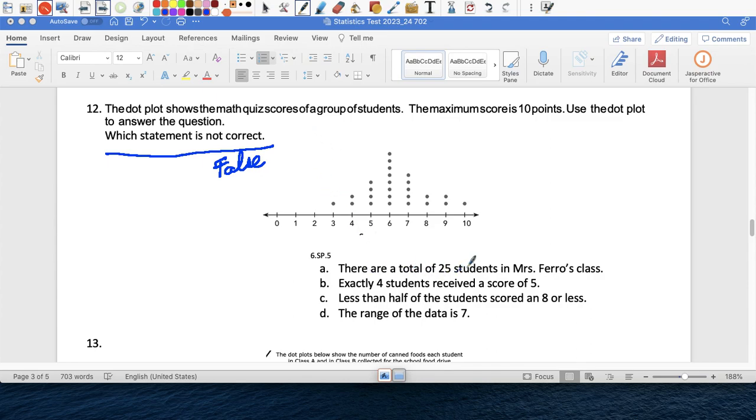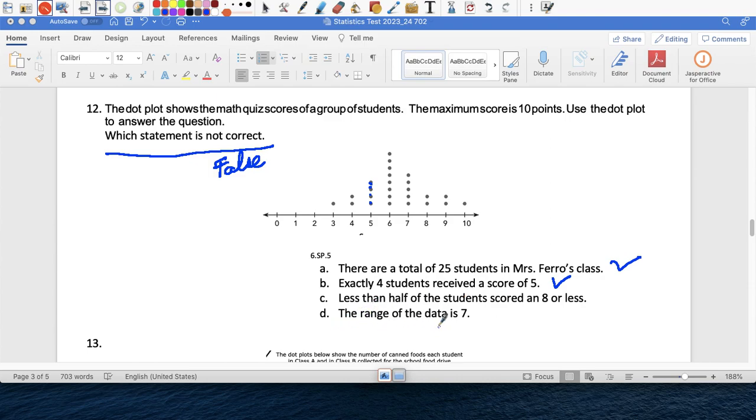There are a total of 25 students in Mr. Farrow's class. Well, is that true? 1, 2, 3, 4, 5, 6, 7, 8, 9, 10, 11, 12, 13, 14, 15, 16, 17, 18, 19, 20, 21, 22, 23, 24, 25. That's true, so that's not it. Exactly 4 students received a score of 5. And the score of 5, do we have 4 students? 1, 2, 3, 4, so that's true.